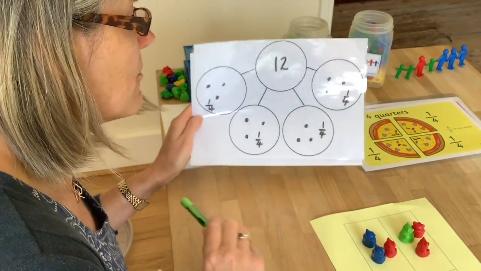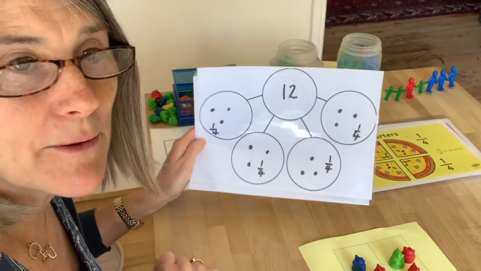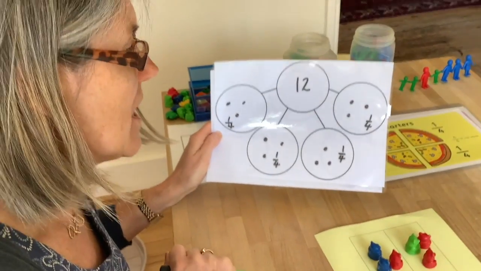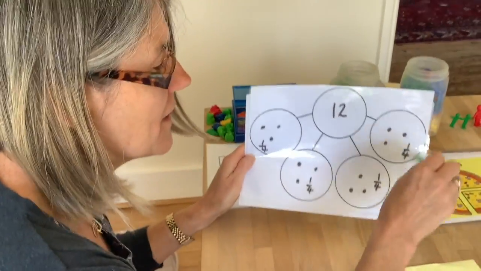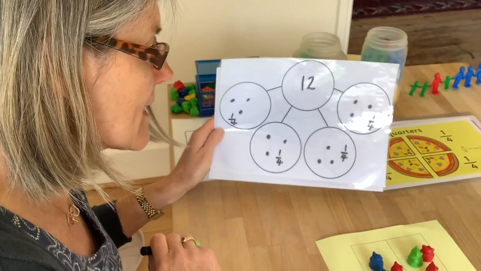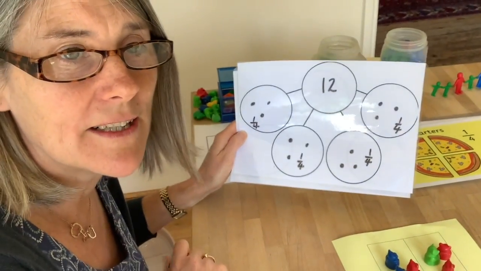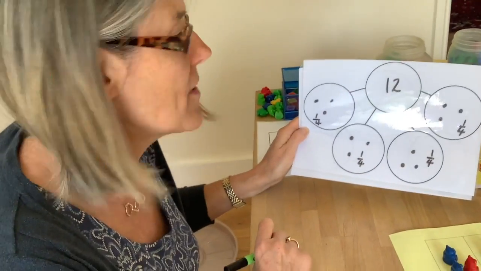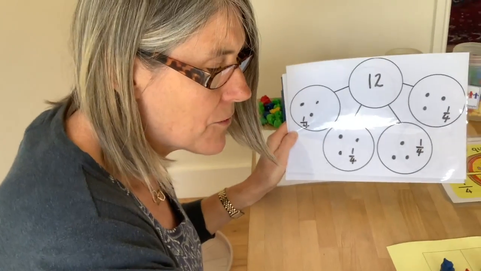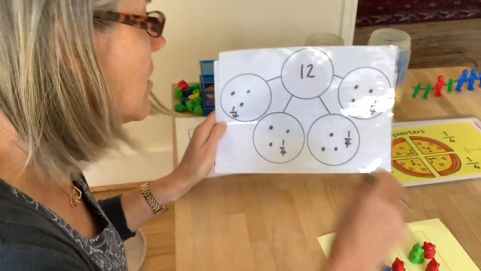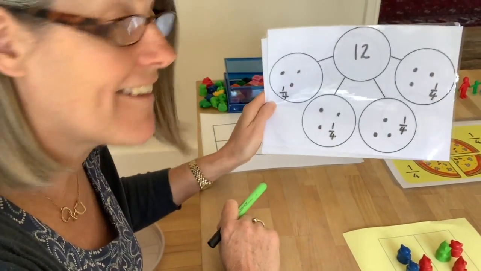See if you can work out what 2 quarters of 12 would be. Press pause and press play when you're ready. So hopefully you have realised that 2 quarters of 12 is equal to 6. Now can you work out what 3 quarters of 12 is? Press pause and press play when you're ready. So now if you look at your bears and count them up, 3, 6, 9, we know that 3 quarters of 12 is equal to 9.